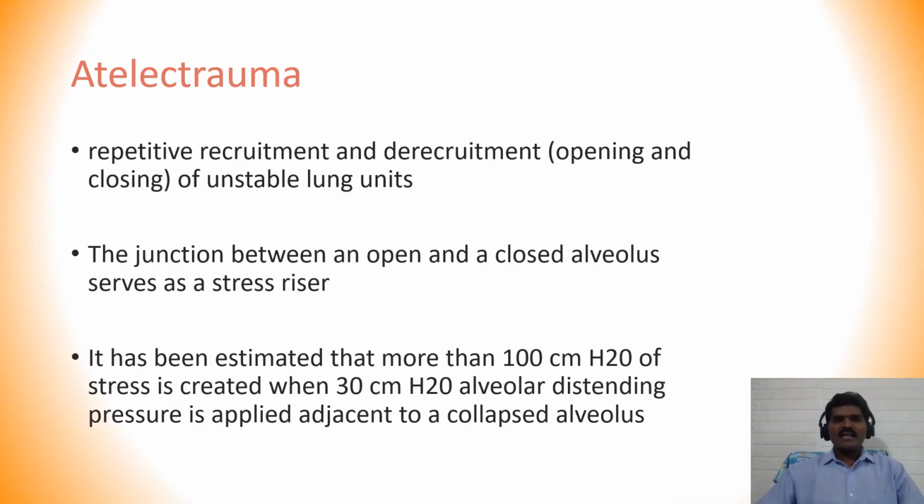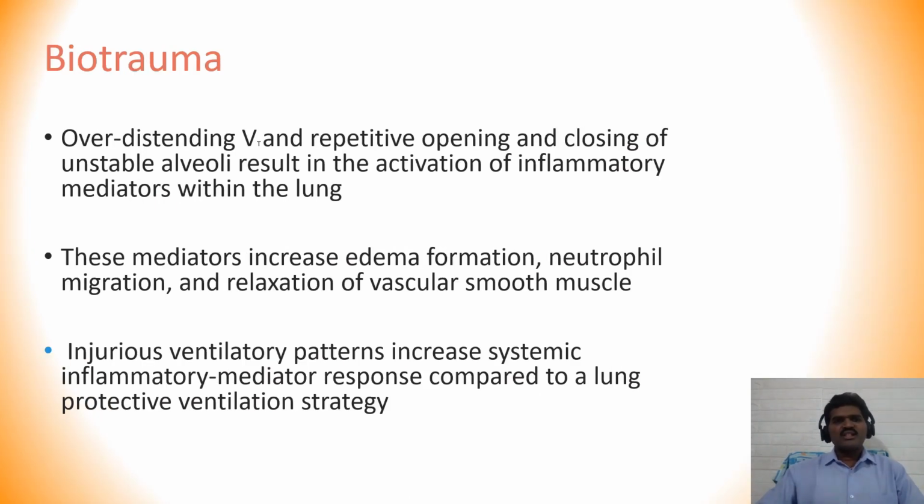Next is atelectrauma. It is nothing but repetitive recruitment and derecruitment, that is, opening and closing of unstable lung units. The junction between an open and closed alveolus serves as a stress raiser. It has been estimated that more than 100 centimeters of water of stress is created when 30 centimeters of water of alveolar distending pressure is applied adjacent to a collapsed alveolus. So this causes trauma. Next is biotrauma.